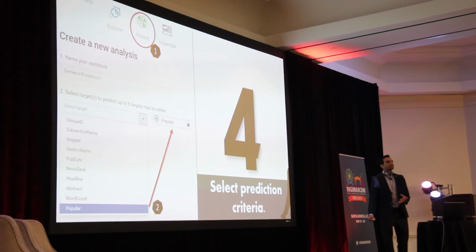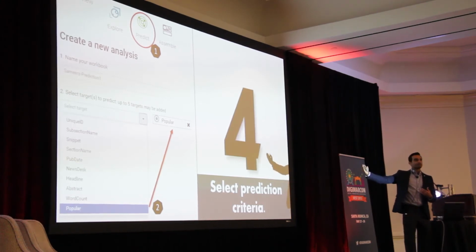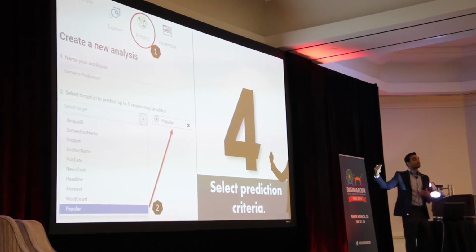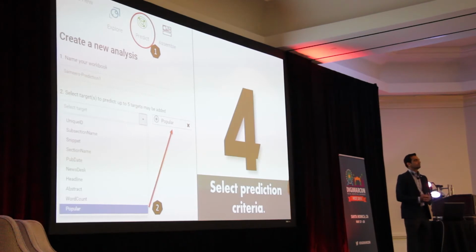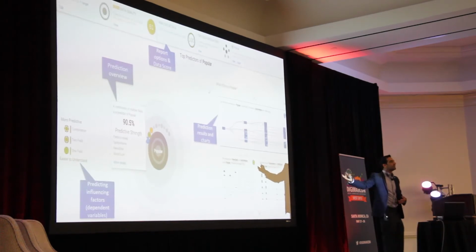Step 4 is selecting the prediction criteria. Now, remember, we are trying to predict which content is popular. So obviously, the popular column is the prediction criteria. So once you select the popularity column and click next, you're going to land on the prediction dashboard.